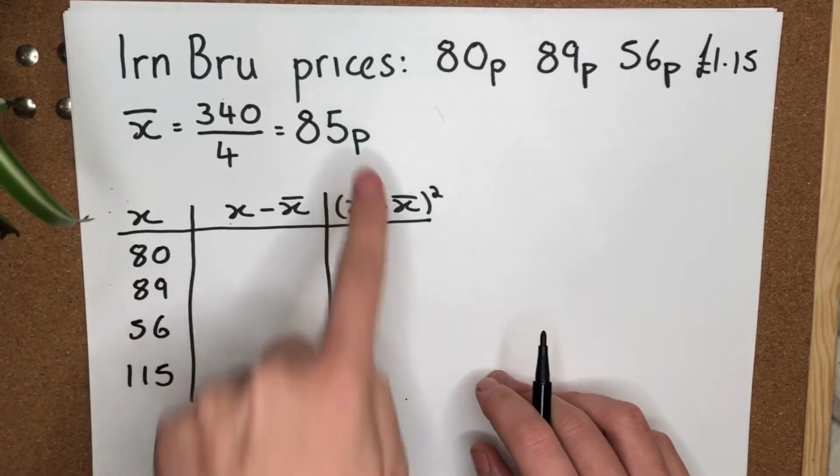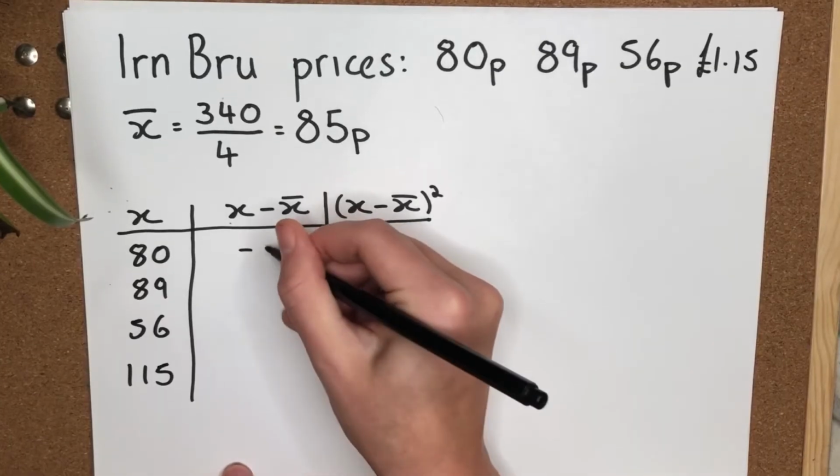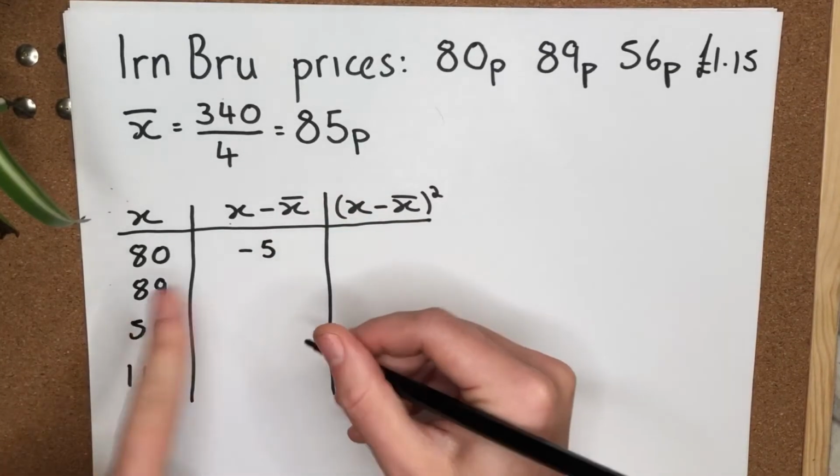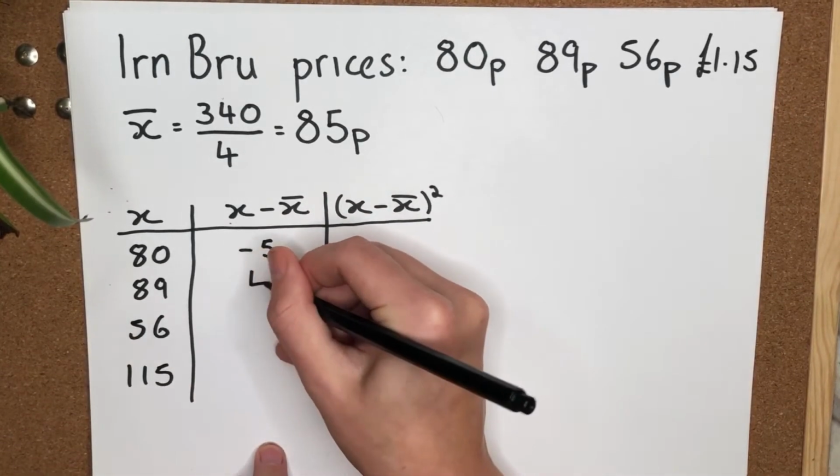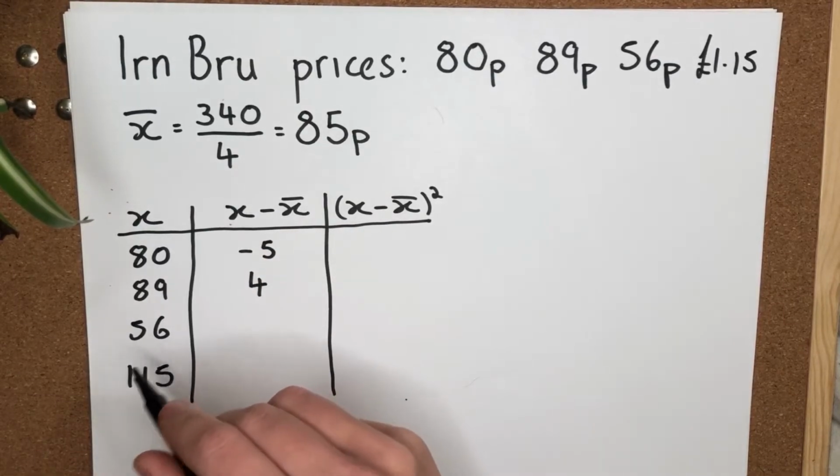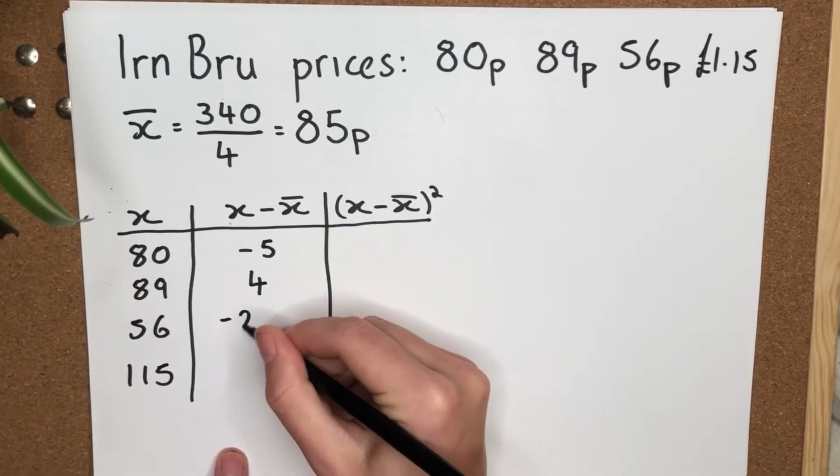So 80, take away 85, that's going to be minus 5. 89, take away 85, positive 4. 56, take away 85, negative 29.